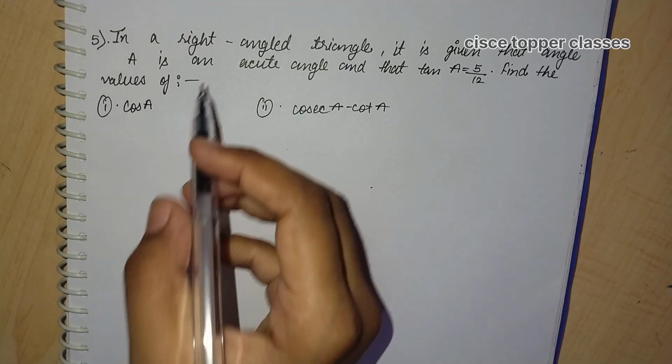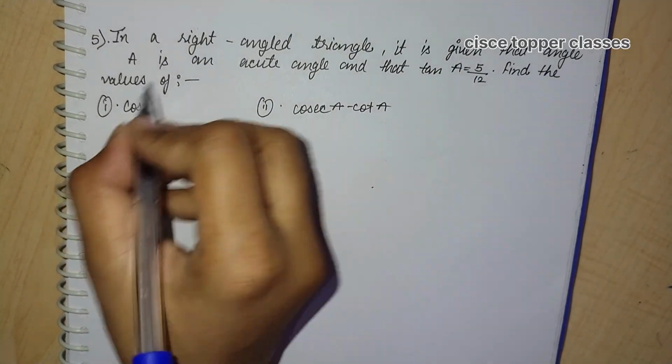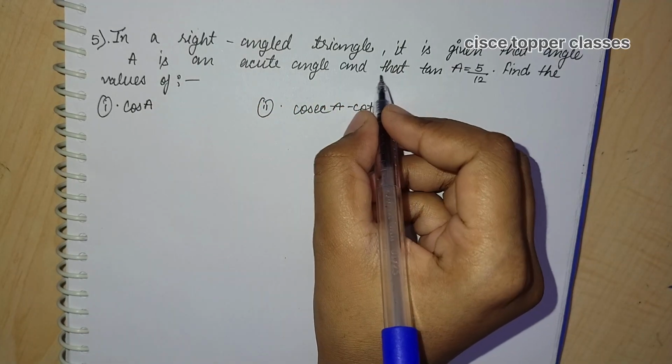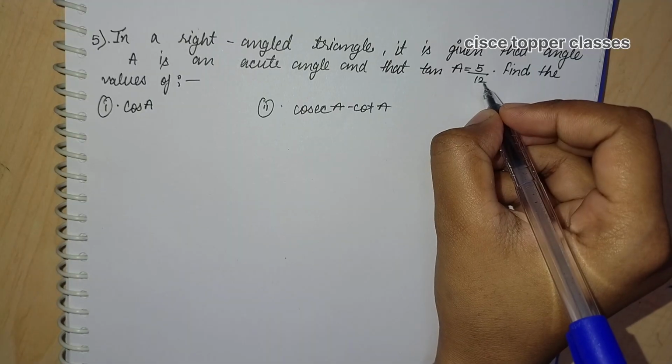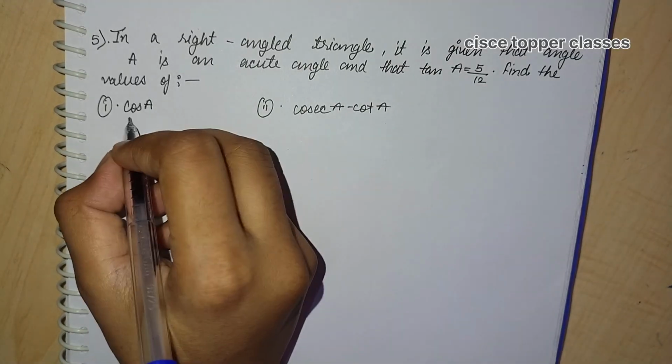Let us solve the fifth question. In a right angle triangle, it is given that angle A is an acute angle and that tan A is equal to 5 by 12. Means height and base are given to us. Then find the value of cos A.